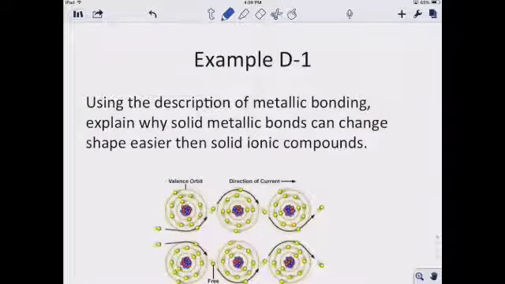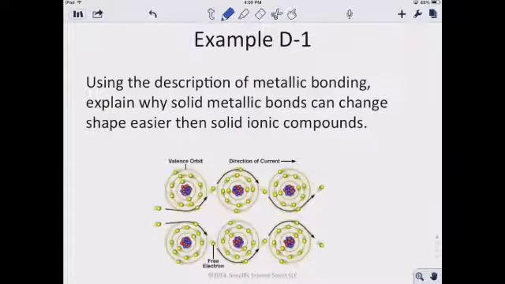An example says: using the description of metallic bonding, explain why solid metals can change shape more easily than a solid ionic compound. Those delocalized electrons allow for free movement of positive ions through the sea of electrons. So it allows the ions to flow past everything because of the sea of electrons.